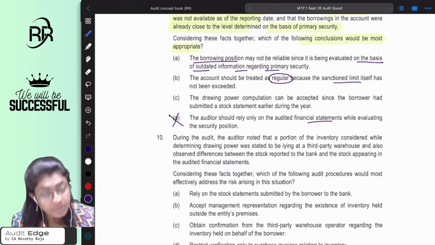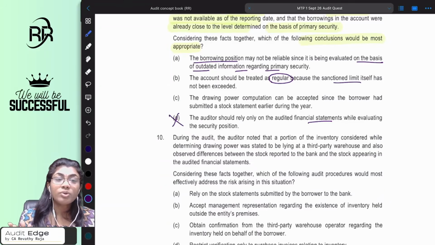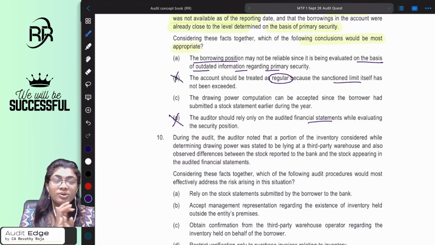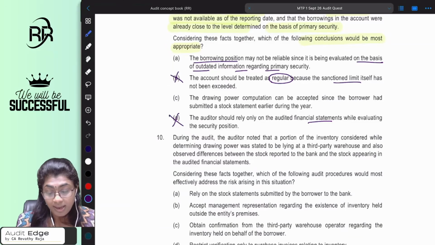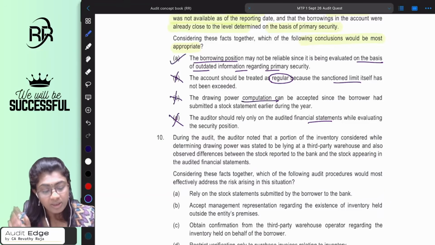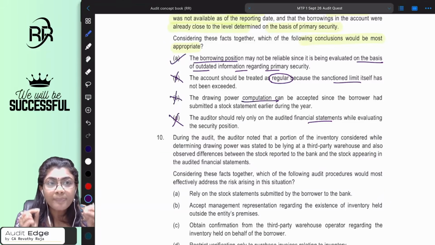If the sanction limit is okay, you cannot simply say everything is okay. You have to see drawing power also. So A, C are most appropriate. You cannot accept simply based on some stock statement filed. There is some issue, there is some difference in the statement given by the borrower, right?